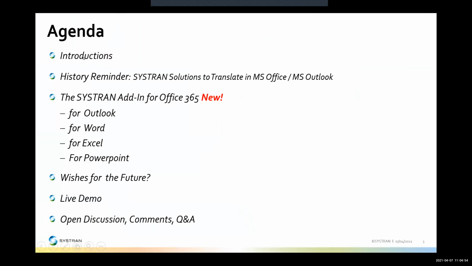So we've taken a quick introductions here. Before we really get into it, we'll take a look at a quick history reminder, right? We've done some of this for a while. We'll take a look at what we already do for MS Office and MS Outlook. And then we'll dive into the new version, the new kid on the block, so to speak, which is for Office 365 in a couple of different environments.